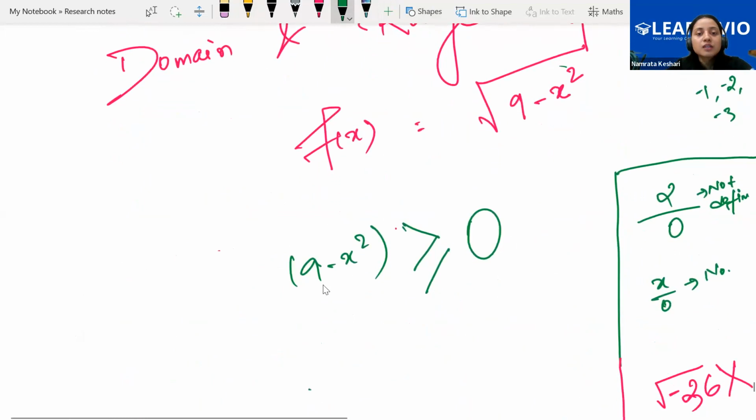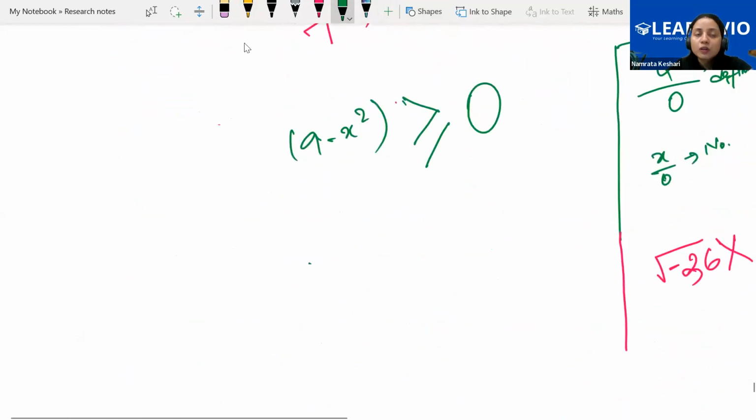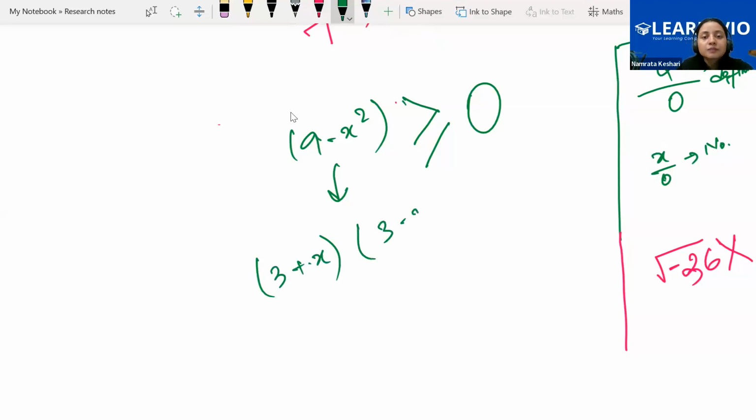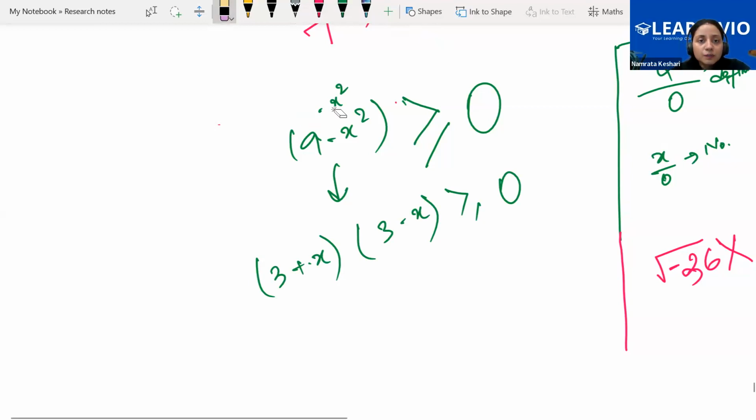9 minus x square is greater than or equal to 0. Let's solve this inequality. Is it possible to do the factorization of 9 minus x square? Yeah. What can be written? 3 plus x and 3 minus x, right? Yeah. 9 means 3 square, so it is in a square minus b square format. Can you see? Yes, ma'am. Okay, so a plus b, a minus b, we have written over here.